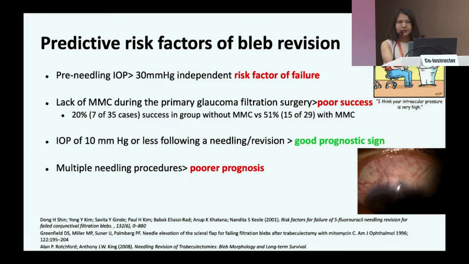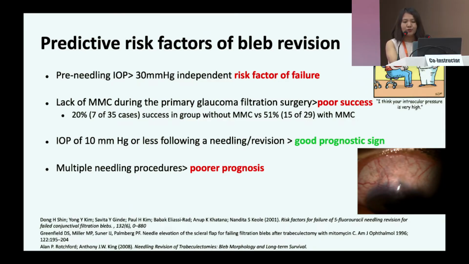First and foremost is your pre-needling intraocular pressure. Any patient who has a very high intraocular pressure, that is considered to be an independent risk factor for failure. And a lack of MMC is also known to correlate with the success of revision. That is, in patients where mitomycin C was not used, the failure was higher compared to those in which mitomycin C was used in the primary trabeculectomy.